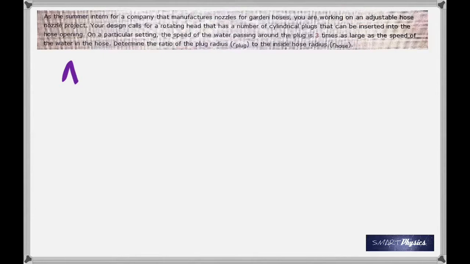Now, why do we need to reduce the radius of the hose? That's in order to make the water go out faster so it can go a longer distance. That's what is happening here. But the most important thing in this question is that the speed of the water given is that of the water passing around the plug.